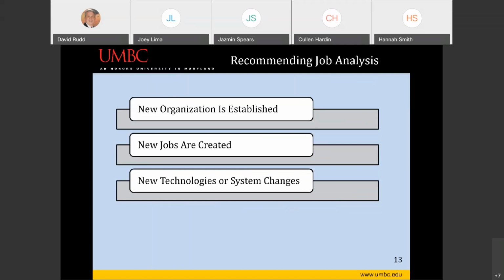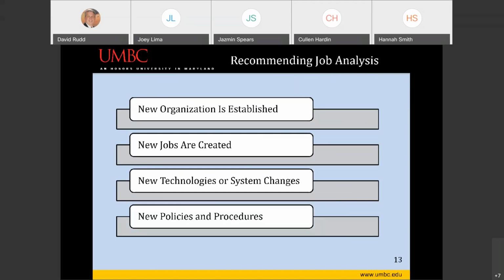The third situation in which you would recommend one is when new technologies or system changes occur. If the new technology or system drastically changes how the employee needs to perform the work, then a job analysis might need to be recommended. You might not have to do it on the entire job, but it all depends on the level of how those changes will affect that person's job.